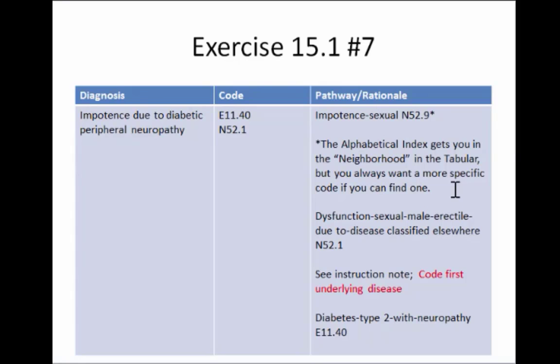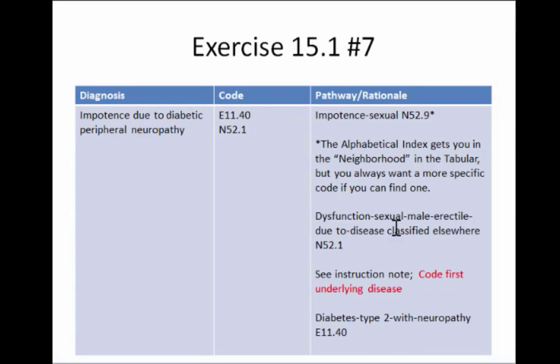And because we know that impotence is a male sexual dysfunction and erectile dysfunction, we could look at it this way, looking up dysfunction, sexual, male, erectile, each one of those subterms. And then under erectile, there's a due to, under that, disease classified elsewhere. That would be the correct and more specific code, because we know that his impotence is due to the diabetes. And when we go to N52.1, there is an instructional note, code first underlying disease.